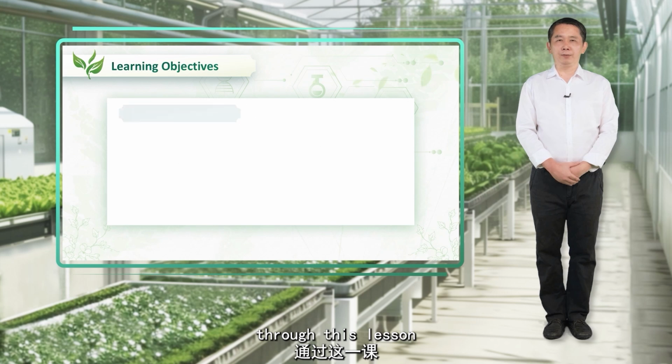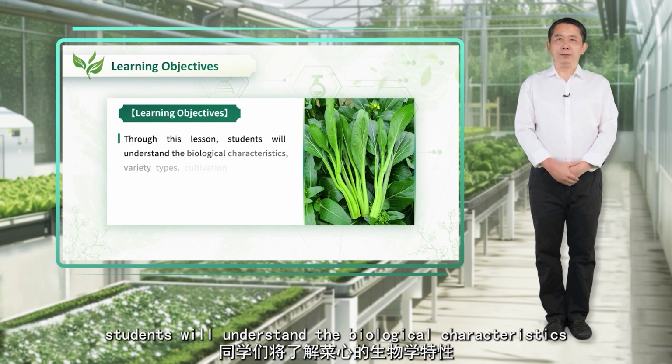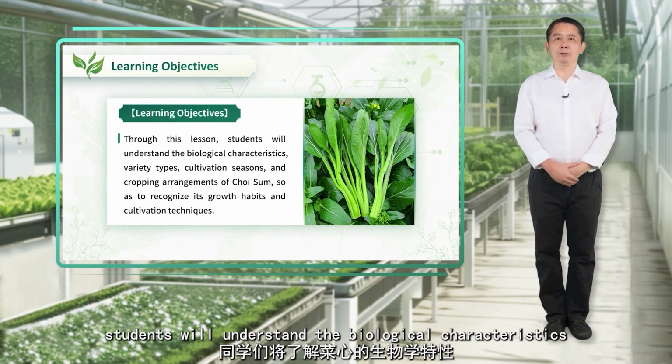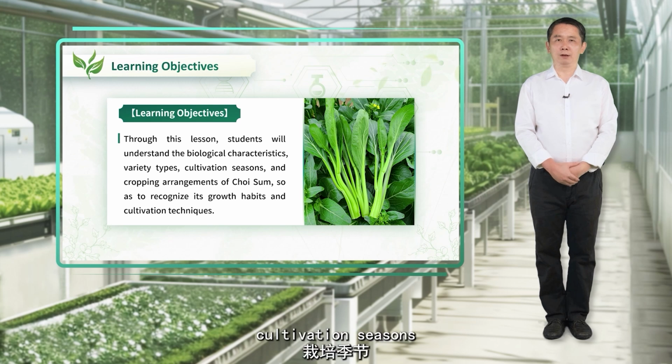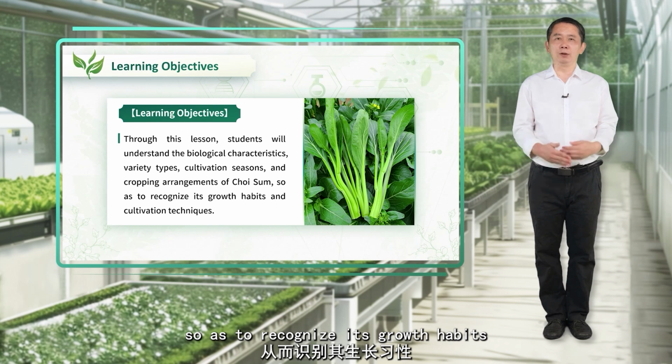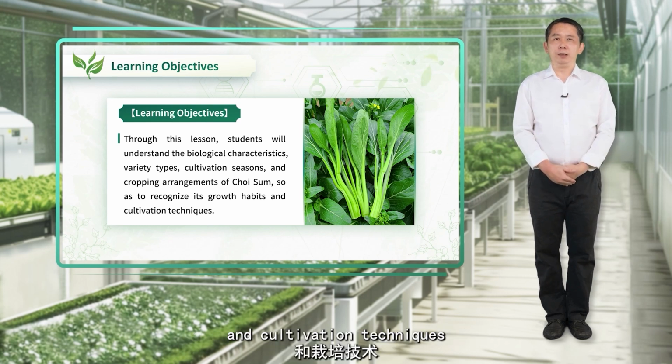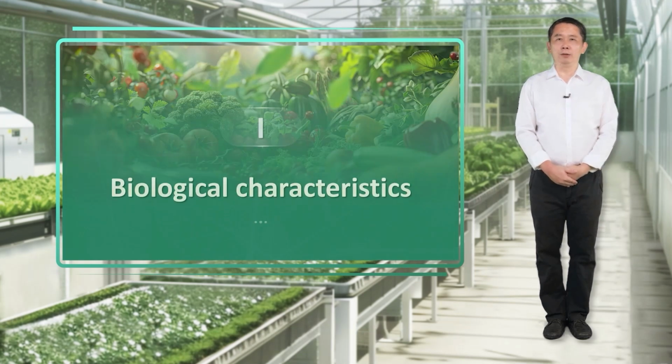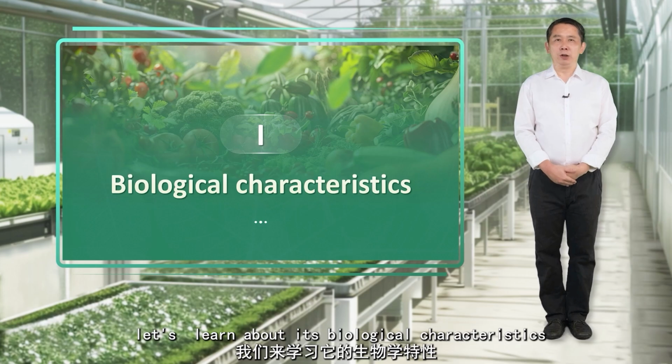Through this lesson, students will understand the biological characteristics, variety types, cultivation seasons, and cropping arrangements of choy sum, so as to recognize its growth habits and cultivation techniques. First of all, let's learn about its biological characteristics.